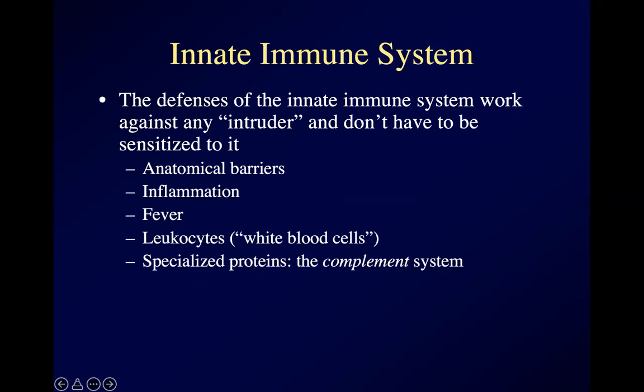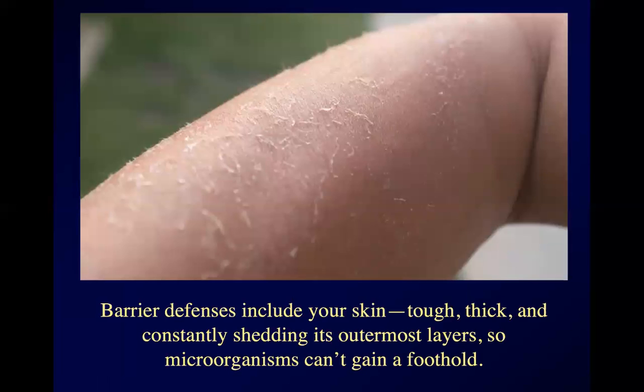So these would include things like anatomical barriers, especially your skin, inflammation and fever, so-called white blood cells patrolling your body called leukocytes, and a group of specialized proteins in your blood called the complement protein system. So if we look at these, anatomical barriers include things like your skin, which is tough, is thick, and as you see, it's peeling right here.